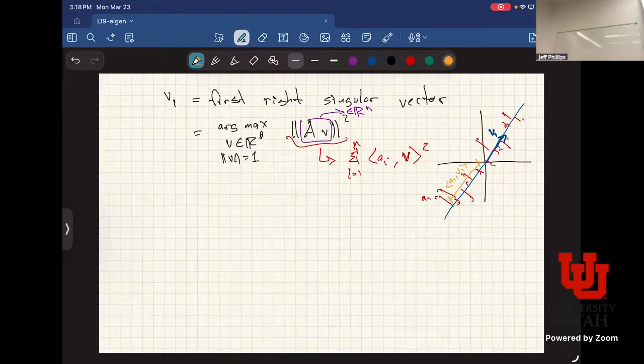Here, I'm taking all these, squaring them, and adding them up. What is kind of like the variance of this? I want to find the direction where the data has the most variance, assuming it's already been centered. So that's what this is doing. V1 is the direction that maximizes this. So that's the first right singular vector. That's what it's doing, right?